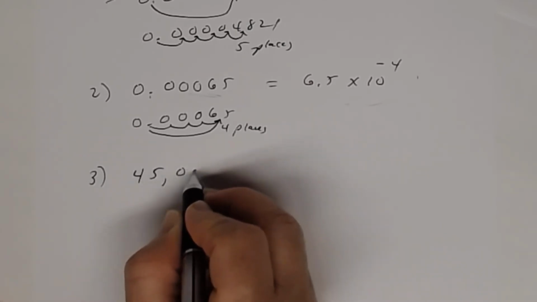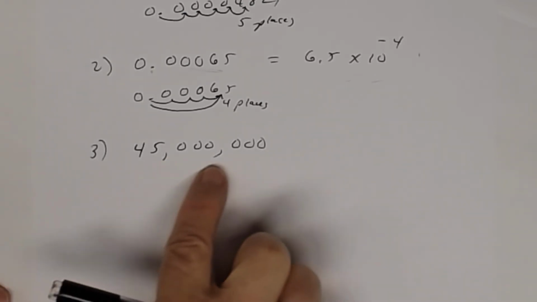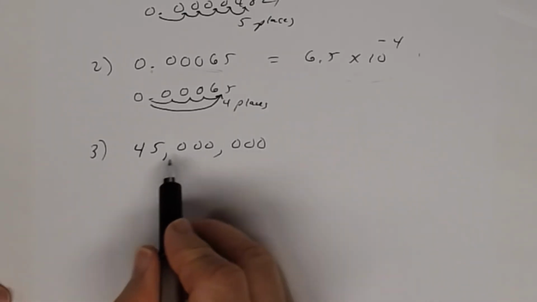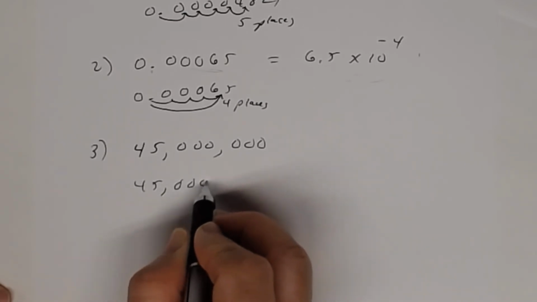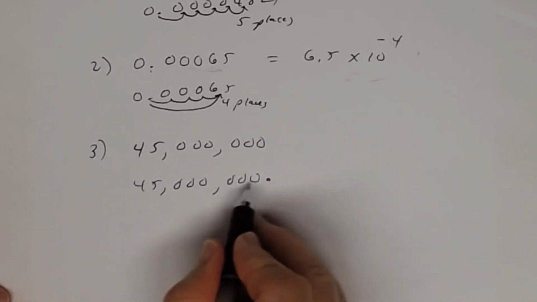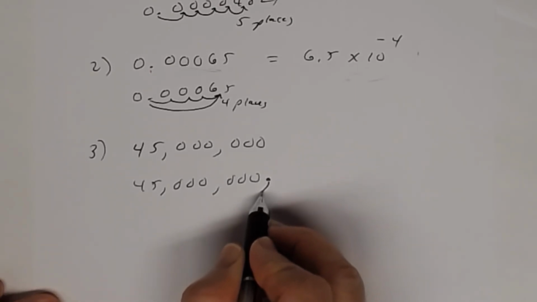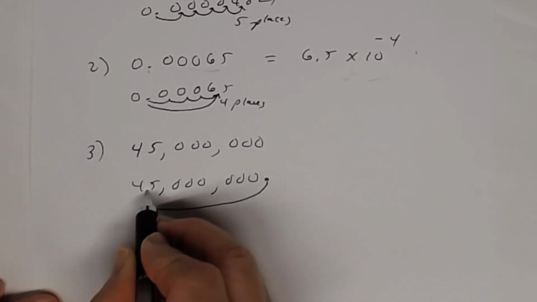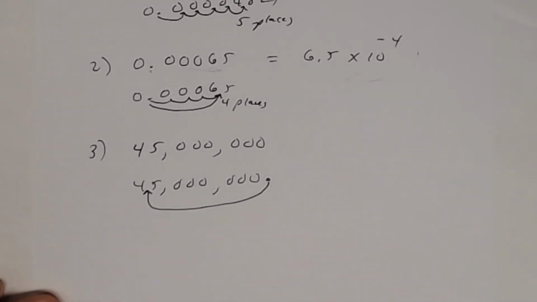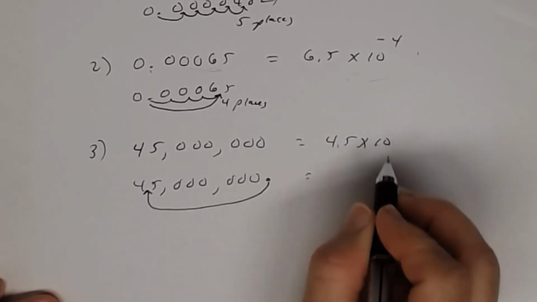Okay, number 3, suppose we had 45 million. I want to take this number that is in standard notation and put it in scientific notation. Well, it's a whole number, and in a whole number the decimal point is understood to be at the end. So if I want to put this number in scientific notation, I move it to the left until there's only one non-zero digit in front of the decimal point. So this would become 4.5 times 10 to a power.